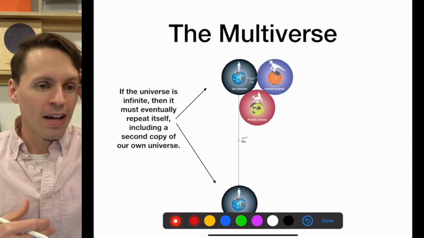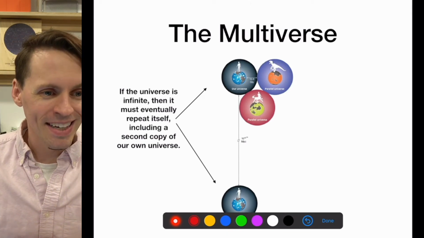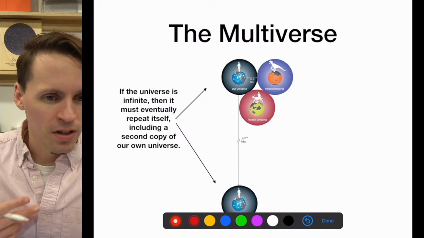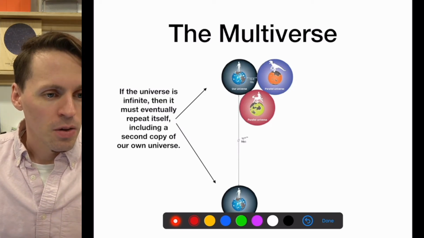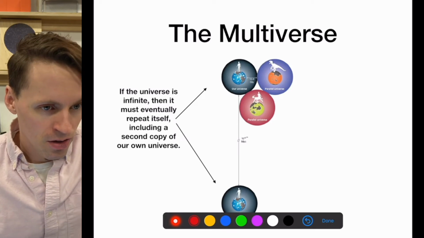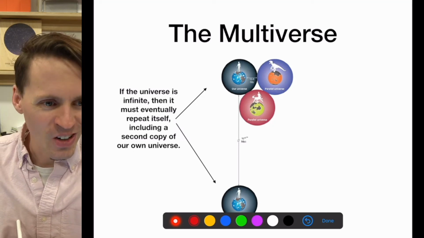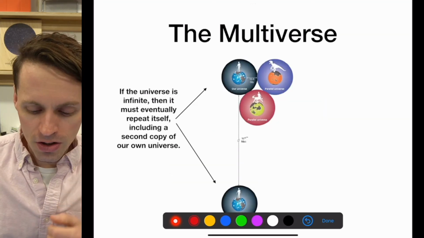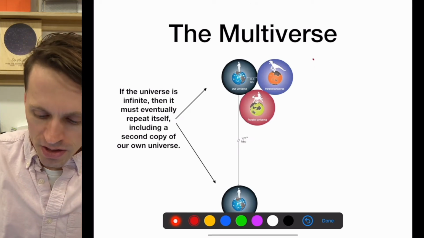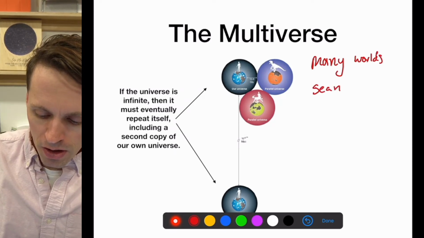And you could imagine statistically, if you play cards enough times, you're going to get the same hand again. The same thing is true in a universe that is infinite. If the universe is infinite, then eventually it will repeat itself. So there must be another universe where I'm in it and doing other things. So that's called the multiverse idea, or parallel universes. There's also the many worlds. If you want to know about this, look up Sean Carroll.